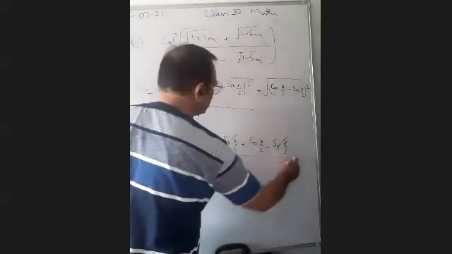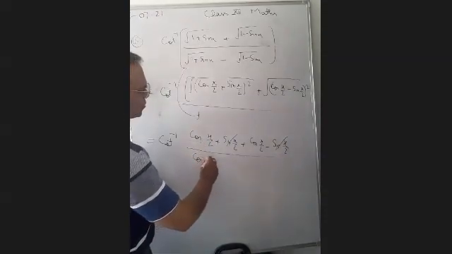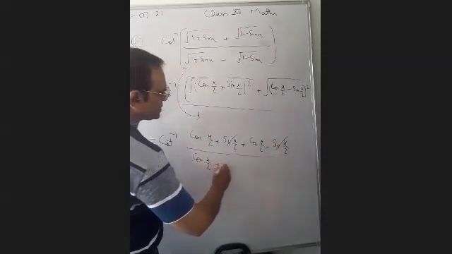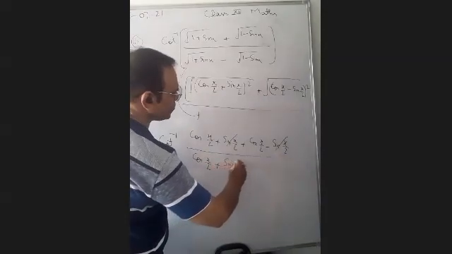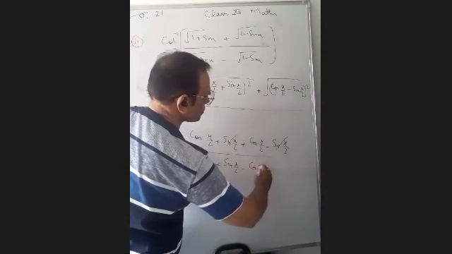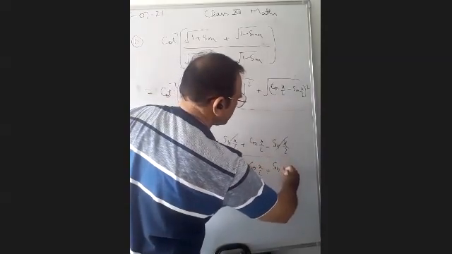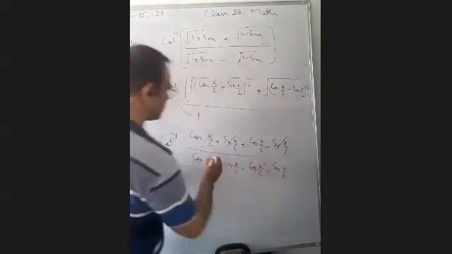Similarly क्या होगा डिनोमिनेटर में? डिनोमिनेटर में it will be cos x by 2 plus sin x by 2 minus cos x by 2 plus sin x by 2. So here you can cancel cos x by 2.